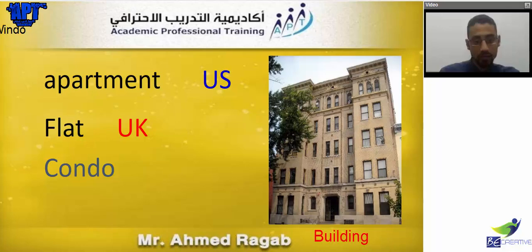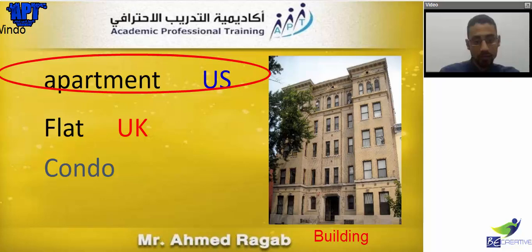Meaning a house is one thing, one house. One floor or two floors or whatever. Now the apartment is in a building. So we have apartment in the US and flat in the UK. So in the USA they say apartment. In the UK they say flat. Apartment and flat.